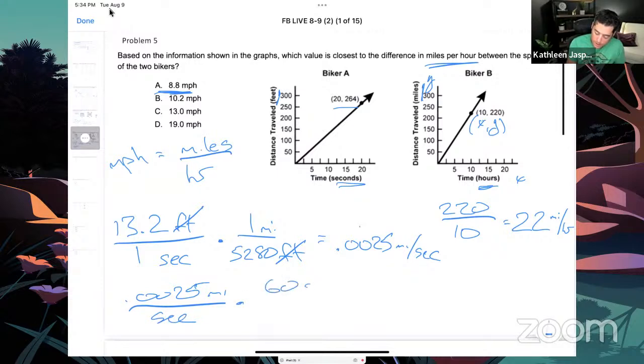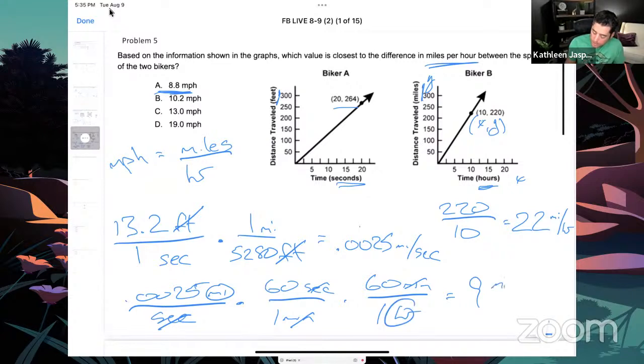There are 60 seconds in 1 minute. Seconds will cancel. I don't need minutes, I need hours. So 60 minutes in 1 hour. Minutes gone. Now all I do is 0.0025 times, and multiplying fractions go straight across, 60, which gives me 0.15, times 60 again, which gives me 9. So you have miles on the top, I have hours on the bottom. That's the same as saying miles per hour, and you've converted these two.